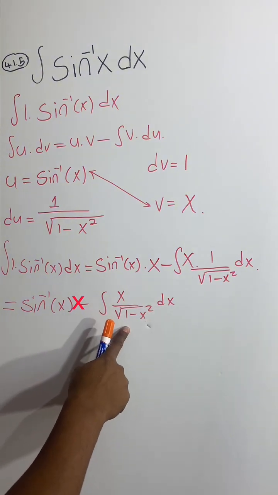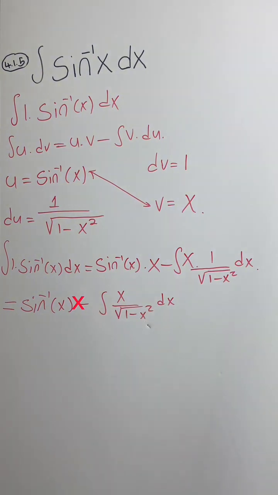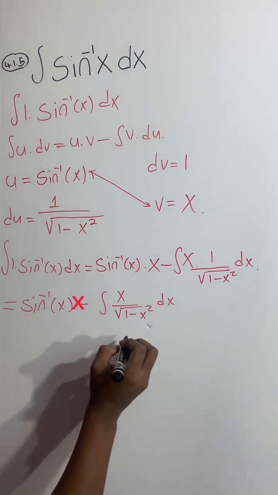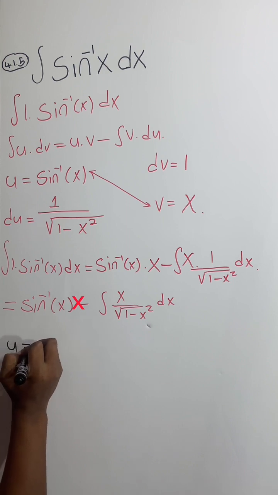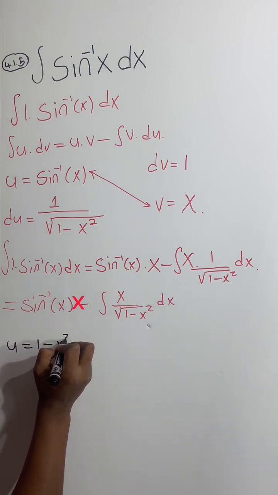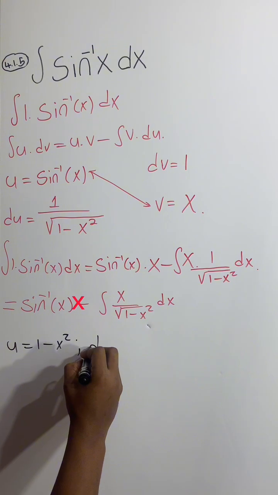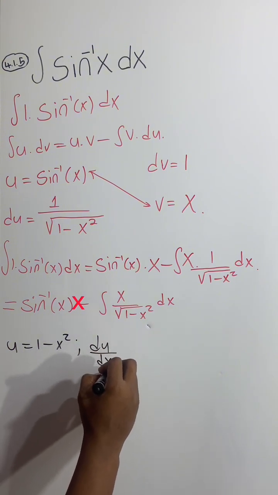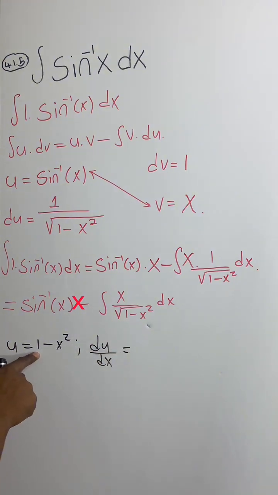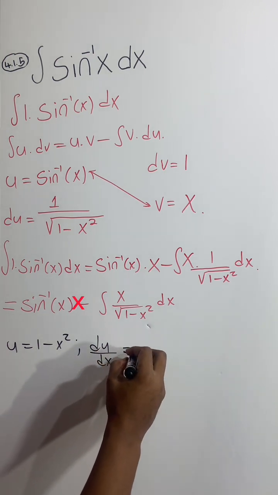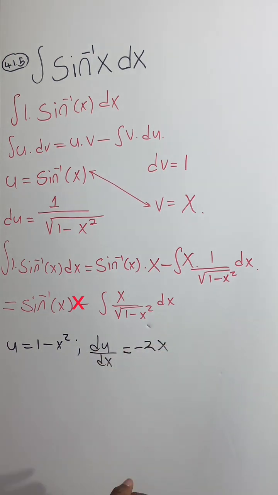To evaluate this integral, we have to let u equal 1 minus x squared. We differentiate u with respect to x. When we differentiate 1, we get 0. When we differentiate negative x squared, we get negative 2x.